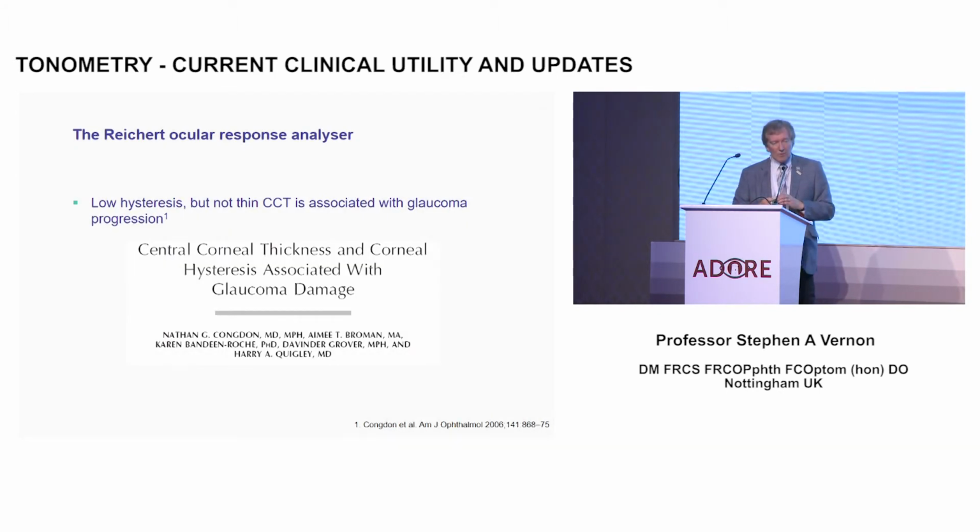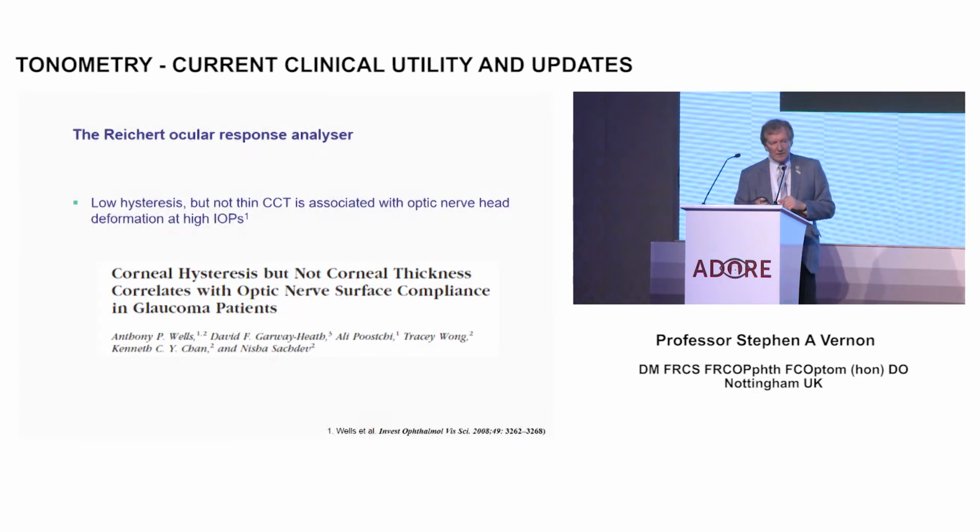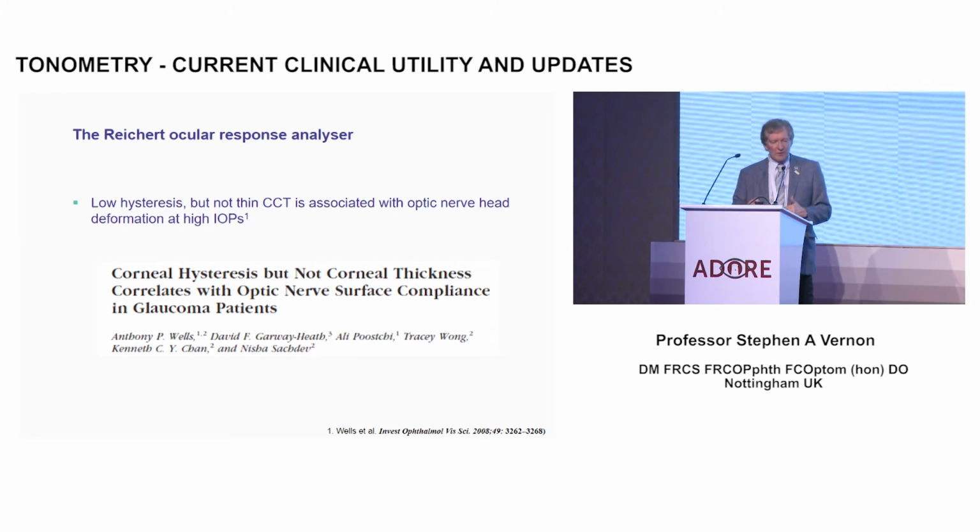Interestingly, well over 10 years ago, it was low hysteresis, but not a thin cornea, that was found to be associated with glaucoma progression by Harry Quigley and his co-workers. And similarly, low hysteresis, but not thin central corneal thickness, is associated with increased optic nerve deformation at high pressures, and that is a risk factor for progression.